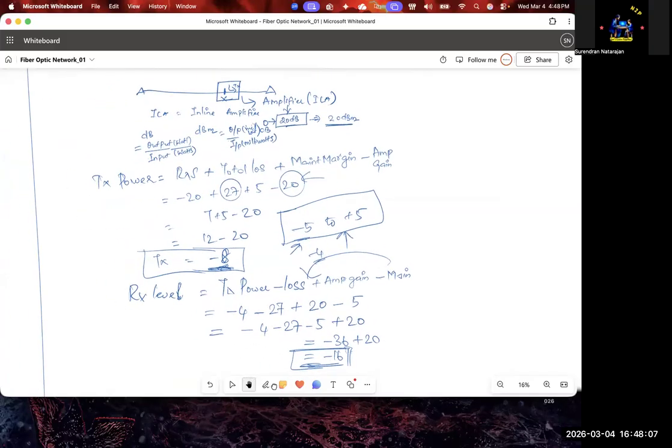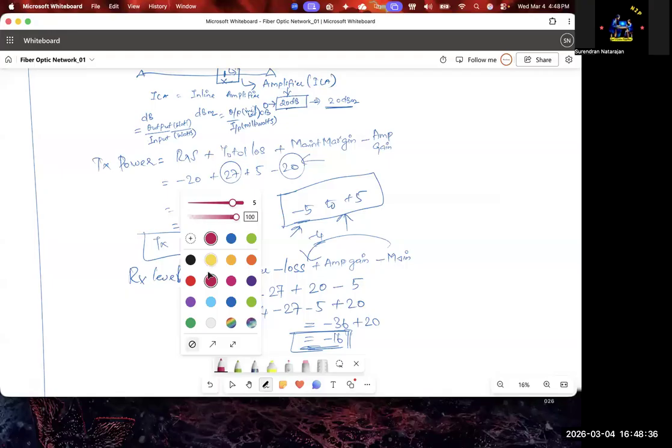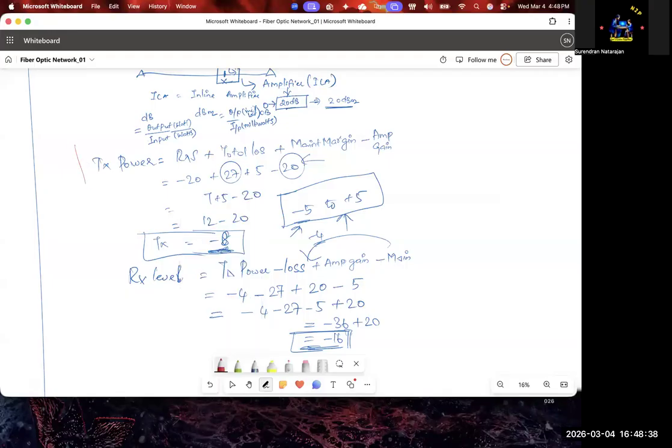So we should remember these two things. You have to do either way, Sai. First, you need to find out the TX value. If there is a condition that you are introducing an amplifier, then you need to calculate it, and then you need to ensure it. Here also, I think, minus 20. Okay, that's fine.